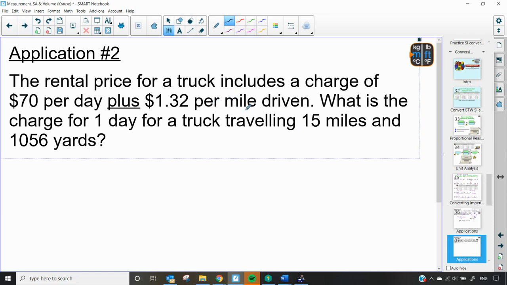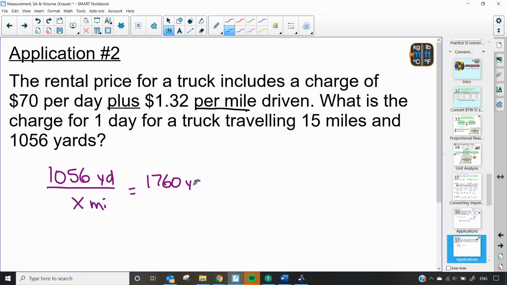Well, our charge is per mile, so we want to convert everything to miles. So starting off, we have 15 miles already. We want to convert the 1,056 yards to miles. And so using our conversion chart, we know that there are 1,760 yards per mile. I'll do this one using proportional reasoning. So we have 1,056 yards all over X miles equals 1,760 yards over 1 mile.